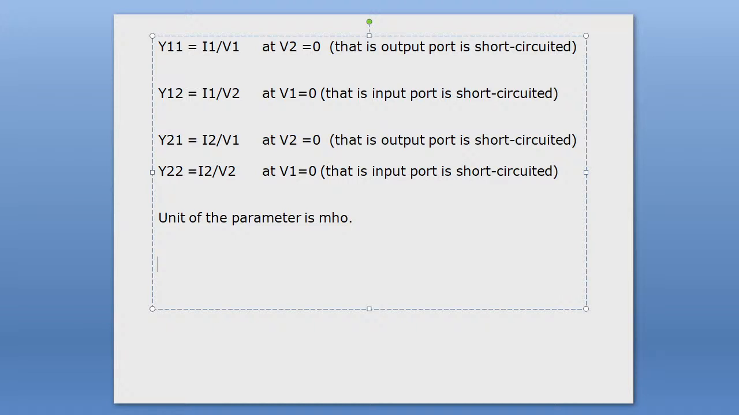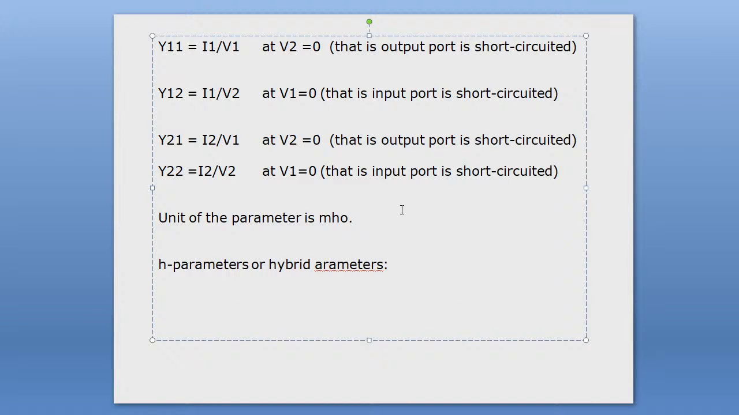Okay. Now you just see the expression of h parameter. H parameters, or hybrid parameter. You write in small letter, or hybrid parameters. Sometimes it is called mixed parameter. Hybrid parameters. Okay. So for this parameter, here we have considered V1, I1 as independent variables, and V1, I2 are dependent variable.